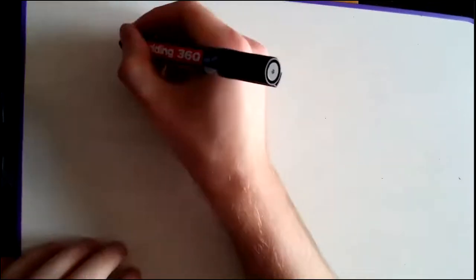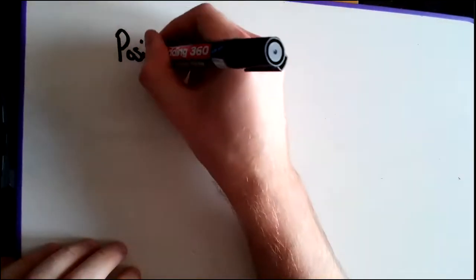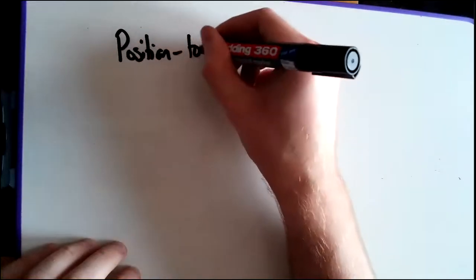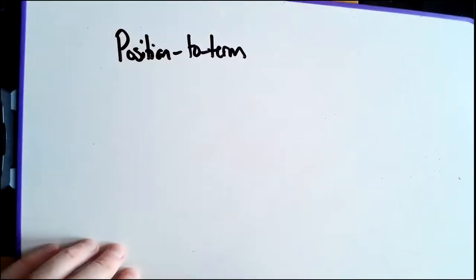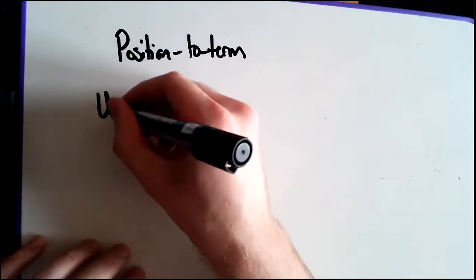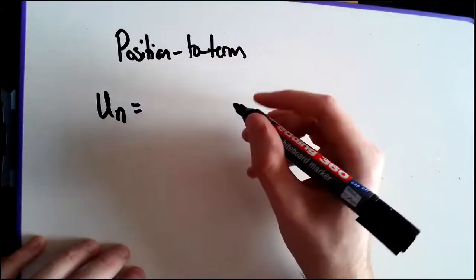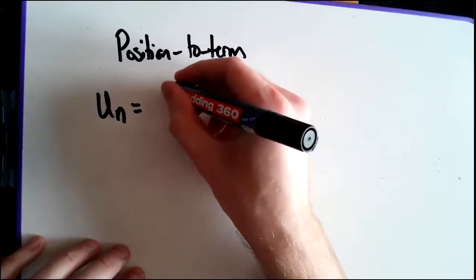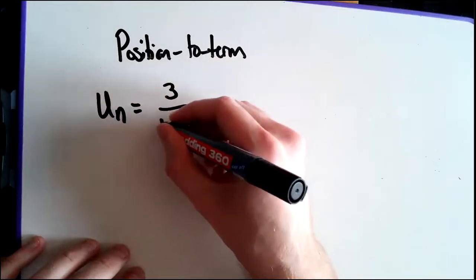Okay, so a bit of revision on sequences. We're going to go right back to basics. There are two types to define a sequence. There's something called a position to term rule, which is the one you're most used to. That's like an nth term, where I can put un equals something like 3 over n add 1.